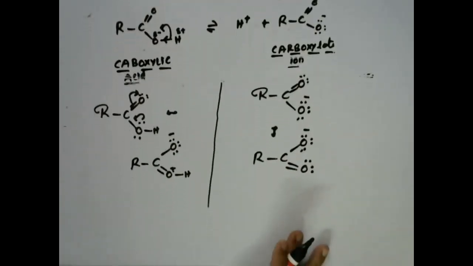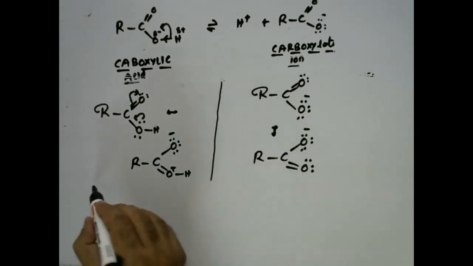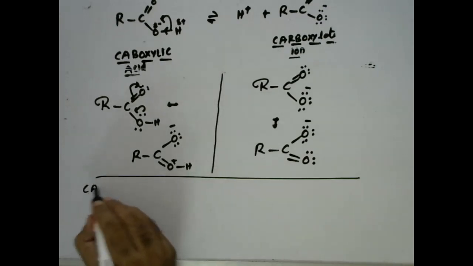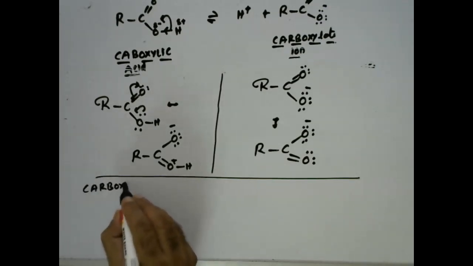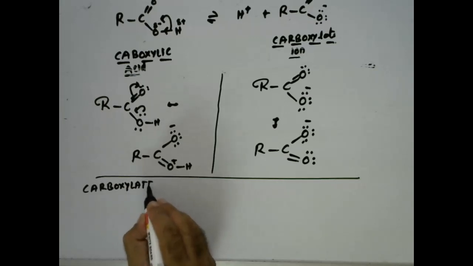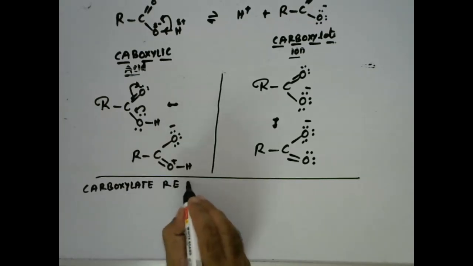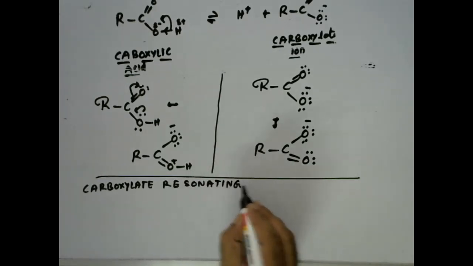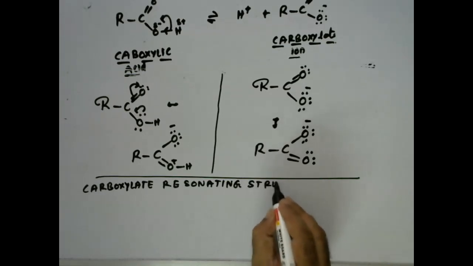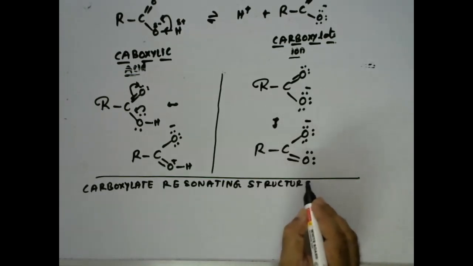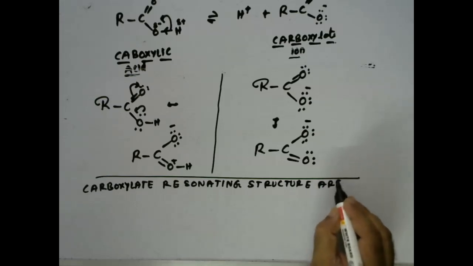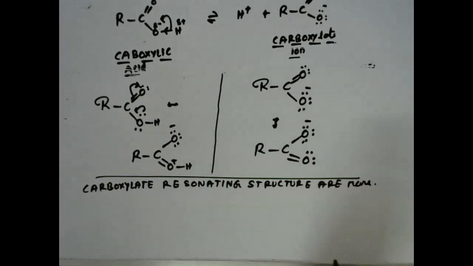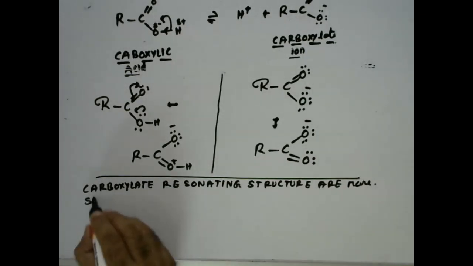So we can write down why the carboxylate ion is more resonance stabilized as compared to the carboxylic acid. Carboxylate ion resonating structures are more resonance stabilized.